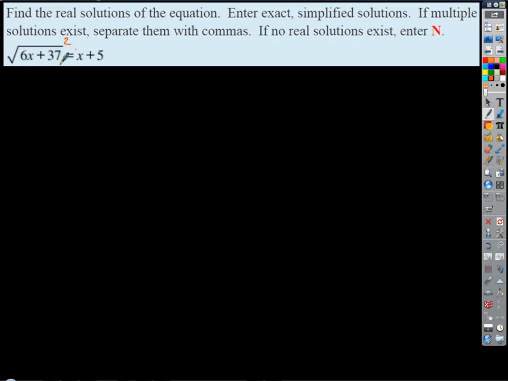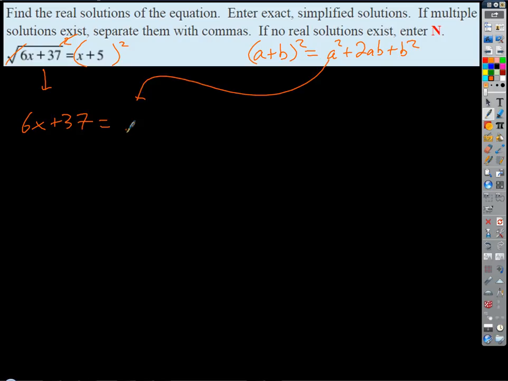So I square that side to undo the radical. On that side, I've actually got to square it out, right? I can just use the pattern, though. Remember, we've got the pattern: (A + B) squared equals A squared plus 2AB plus B squared. Okay, so A is like X, B is like 5, right? So I just get 6X plus 37 equals A squared, which is just X squared, plus 2AB, which is 2 times X times 5, or 10X, and B squared is just 5 squared, which is 25.